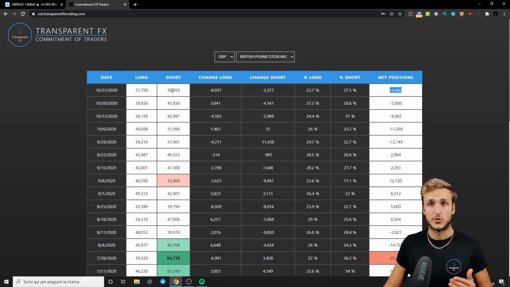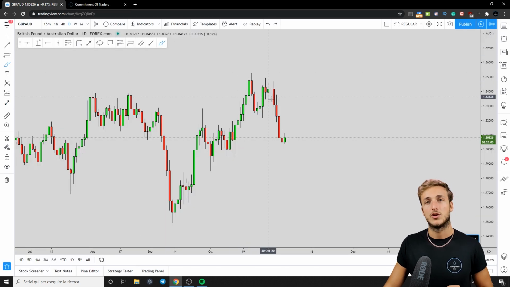With the previous report, in fact, we had 39K longs and 41K shorts. But now, with the last report, we have 31.7K long positions and 38.4K short positions. So what is happening is that the positioning was shifting to the negative side. In fact, we haven't seen any kind of GBP strength.